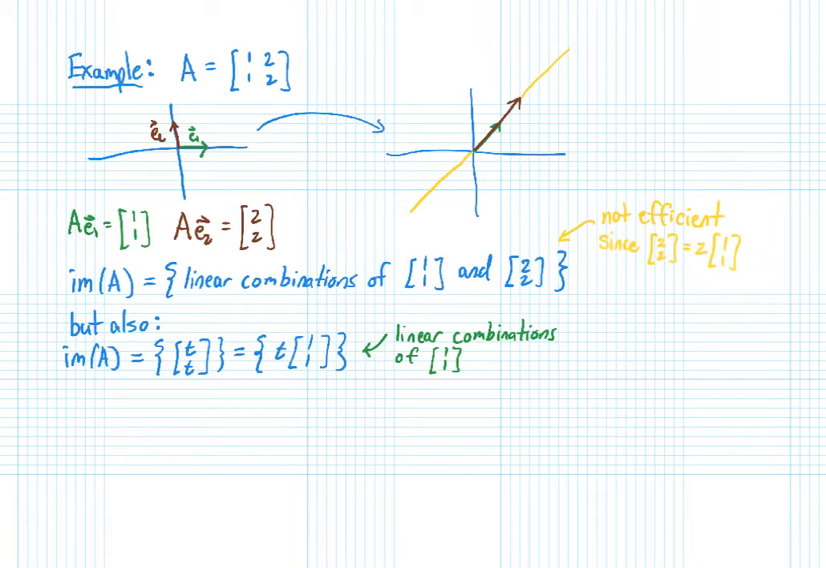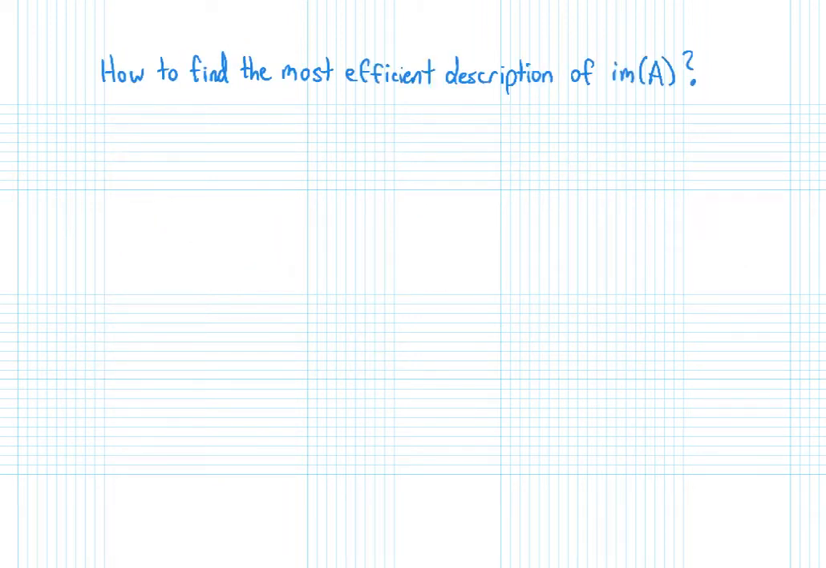So what this example shows us is that if you just take the linear combinations of all of the columns of a matrix, you'll get a correct description of the image of A, but you won't necessarily have the most efficient description. And so the question is, how do we find that most efficient description? In this example, we were able to draw pictures and so on. But if you had like a 5 by 7 matrix, then probably you won't be able to draw a picture. And so the question is, how do you algebraically find the most efficient description of the image of a matrix?